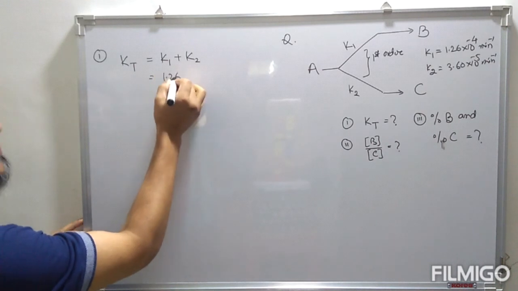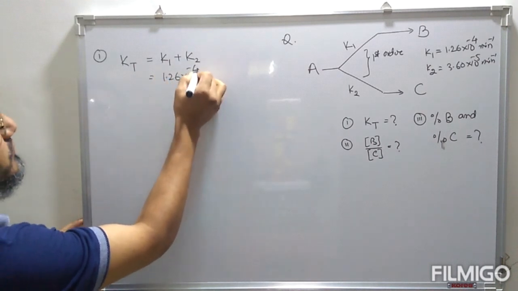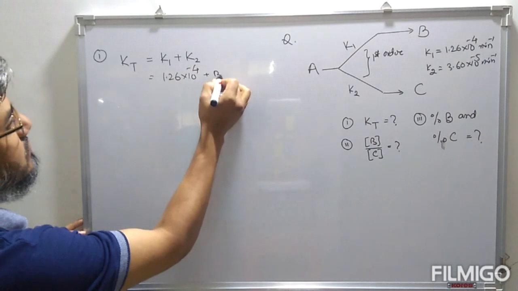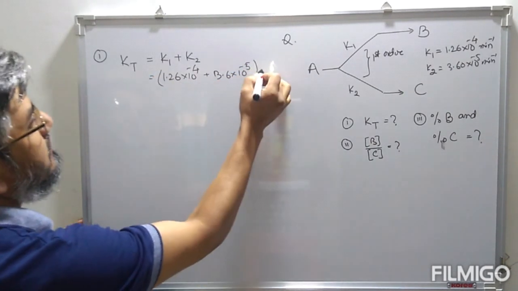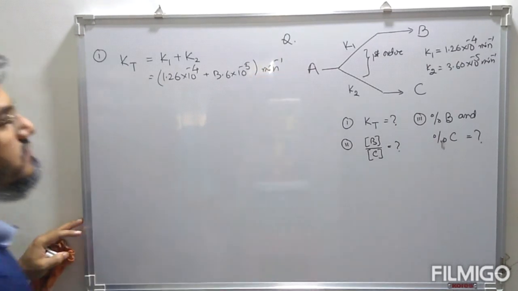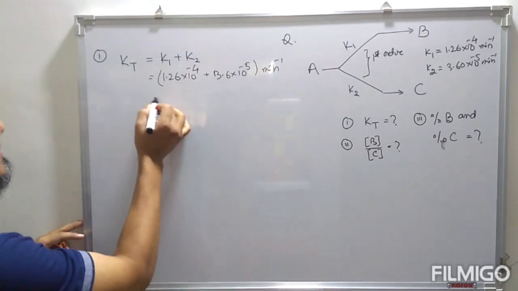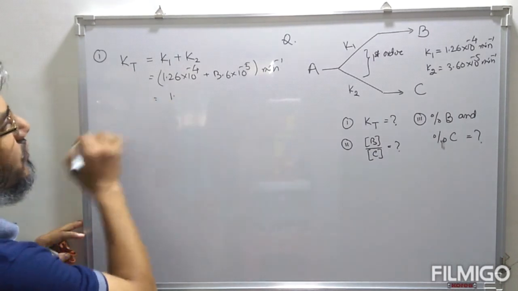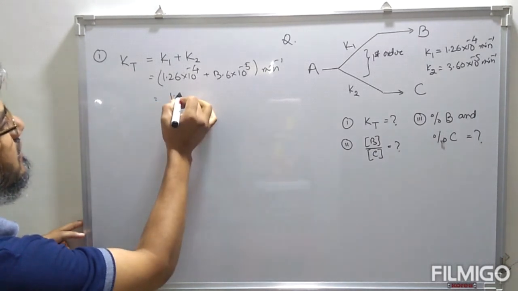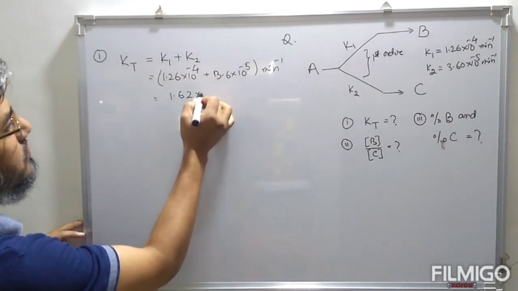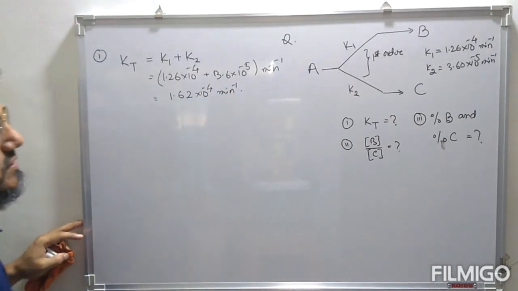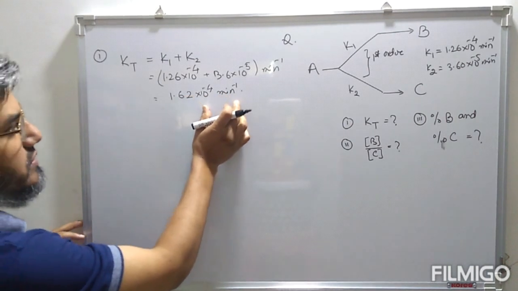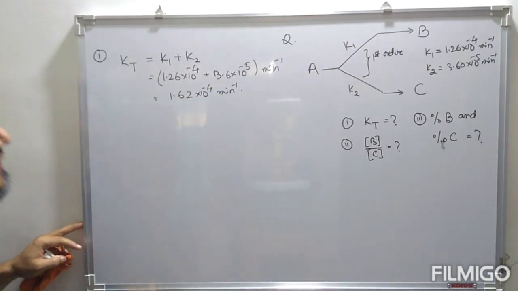K1 is 1.26 into 10 to the power minus 4. K2 is 3.6 into 10 to the power minus 5 minute inverse. So we can say this is 1.62 into 10 to the power minus 4 minute inverse. This is the overall rate constant for this reaction.